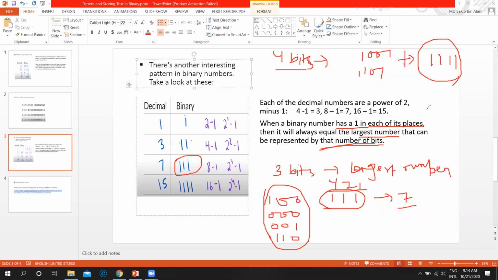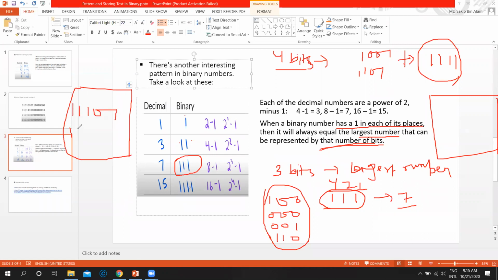If I ask you a tricky question in the exam, for example, which one is the largest number, if I give you 5-bit numbers, 1 1 1 0 1 and 1 1 1 1 1, and I ask you which of these two is the largest, the next one, 1 1 1 1 1. Very simple. If we have one in all places, then it will always be the largest number for that number of bits.